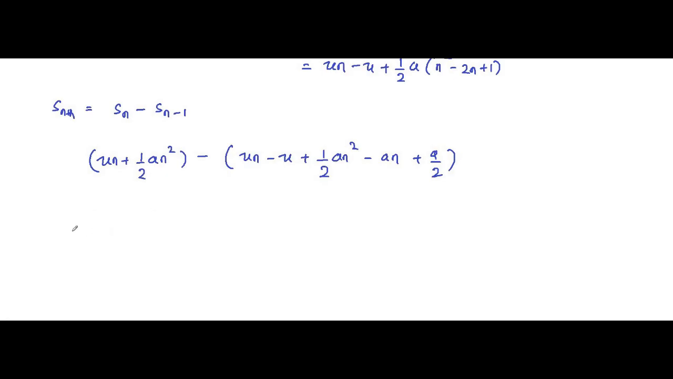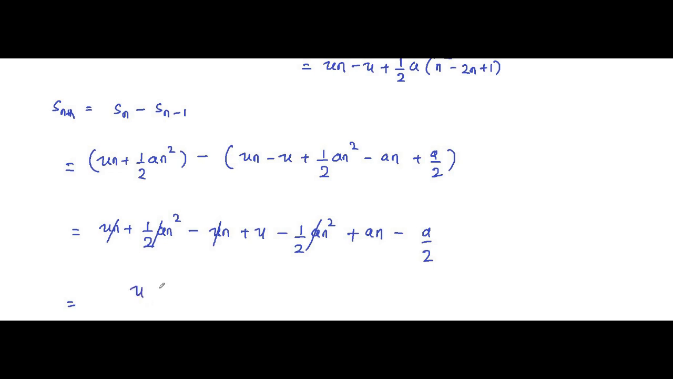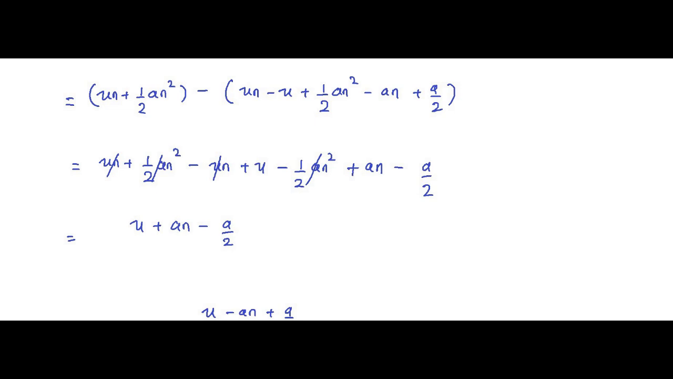So here it becomes un plus half an square minus un plus u minus half an square plus an minus a by 2. So this is equal to: un gets cancelled, half an square minus half an square gets cancelled. So this becomes u plus an minus a by 2.